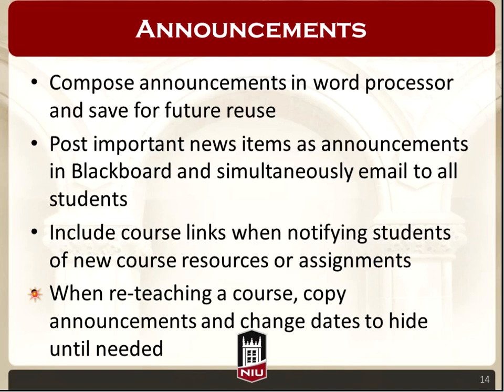So I may pick a date that's maybe 2 years from now, so that there's no chance that announcement is going to show up in this coming semester. The students will never see it. But that way, I'm not deleting it from the course. I'm just changing the date that it becomes available. I'll do that for all the announcements, and then when I want to post or reuse one, I have that text there already in my announcements within Blackboard, and I simply have to change the date and make it available.